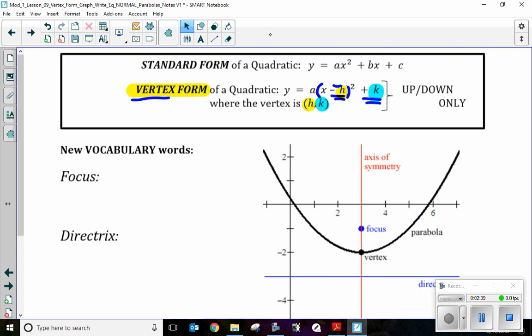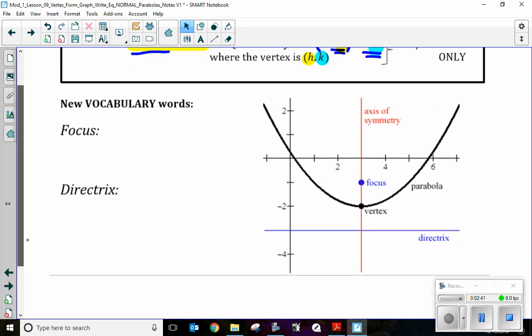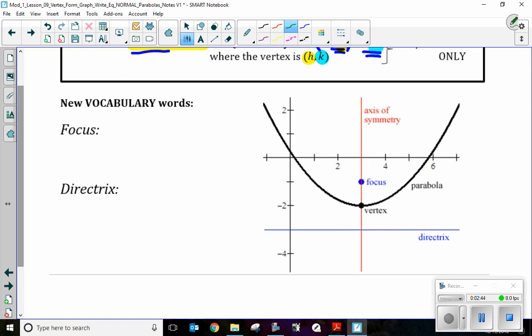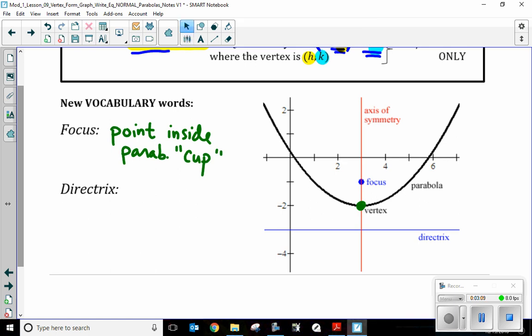But we have these two new words here. All right, we just talked about the vertex. That's right here. Big dot right there. So now we have two new words. The focus. Okay, the focus is a point that's inside my parabola cup, let's call it. Okay, the shape. In other words, if this is my parabola, that's kind of like a cup.